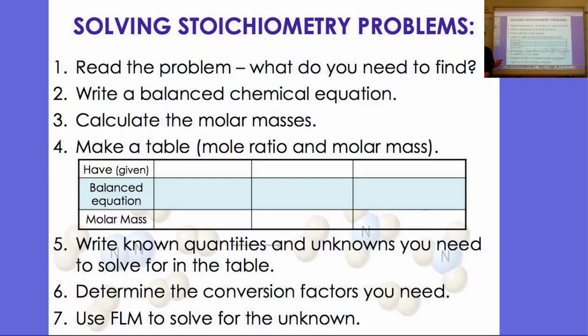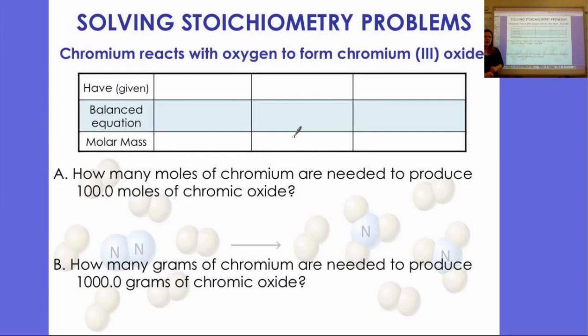What do we have to do first? Obviously read the problem. Write the balanced equation. Figure out what molar masses we need. If it helps you to put them in a table, you can make a table. Write down what's given from the problem in your table. Figure out how we're going to convert, and then use the factor label method to solve for what it's asking for. So here's our first problem. Chromium reacts with oxygen to form chromium 3 with a 3+ charge oxide. First step, write the balanced equation.